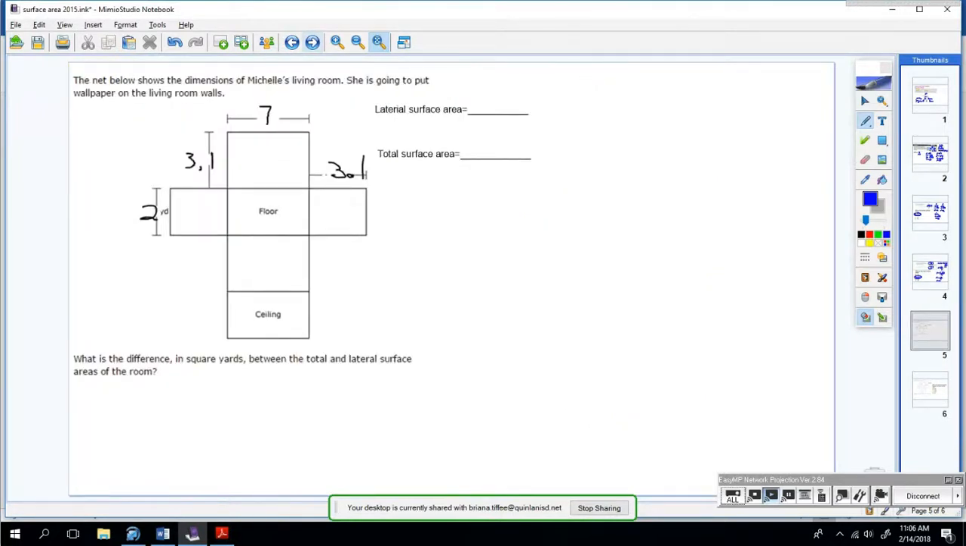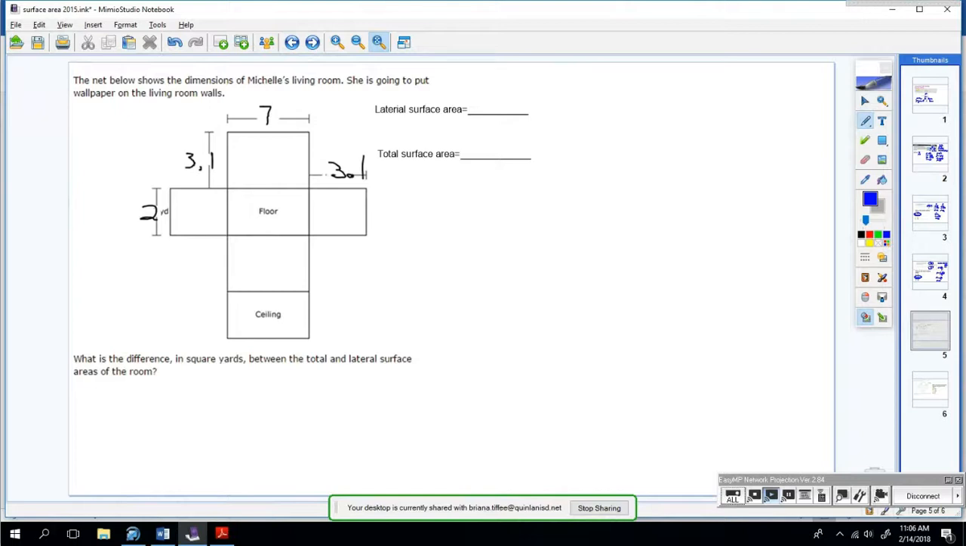Next one. The net below shows the dimensions of Michelle's living room. She's going to put wallpaper on the living room walls. So it says, what is the difference in square yards between the total and lateral surface area? Okay, well, there's a couple ways you can do this problem. You can find the area of all the lateral and find the area of the total and just subtract them. That's the difference. But I want you to play the what if game.